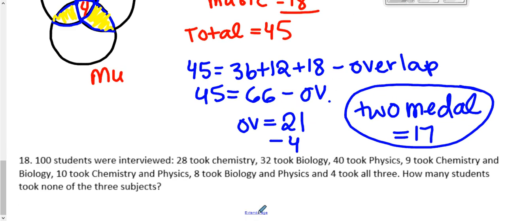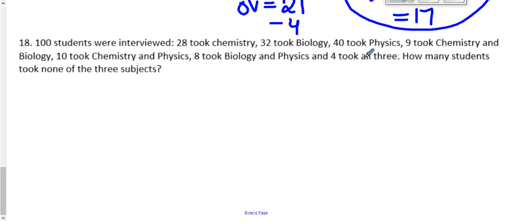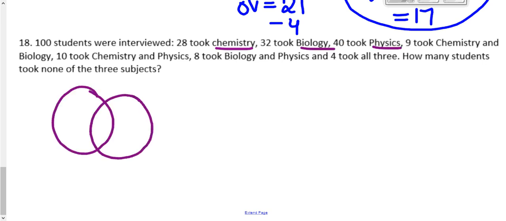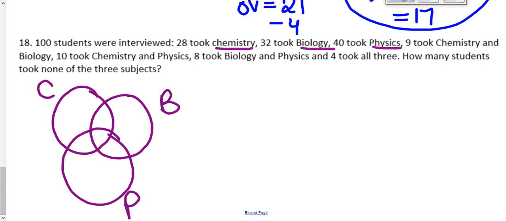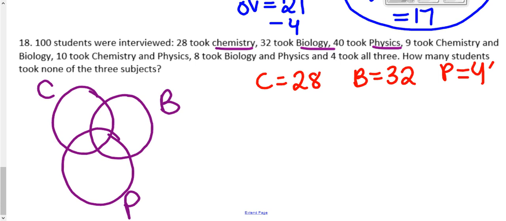Now, the last problem, number 18. Let's figure out how many categories we need. We have chemistry, biology, and physics. So that's 3 circles. Okay, we know a total. Let's go ahead and label these: chemistry, biology, and physics. Chemistry is a total of 28. Biology is a total of 32. Physics is a total of 40.